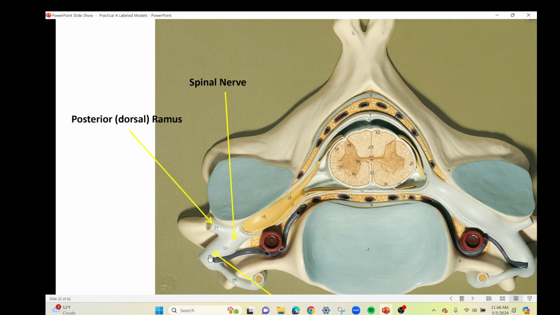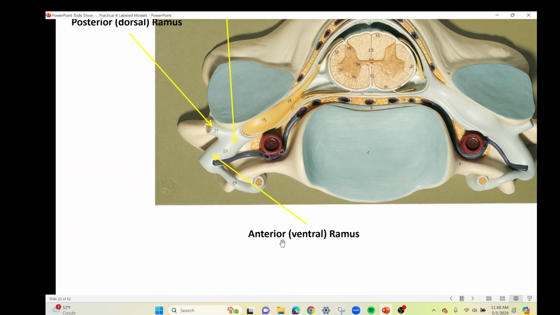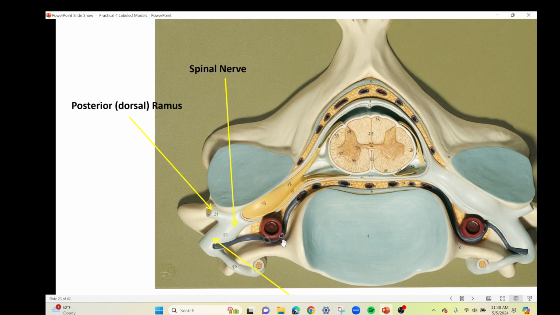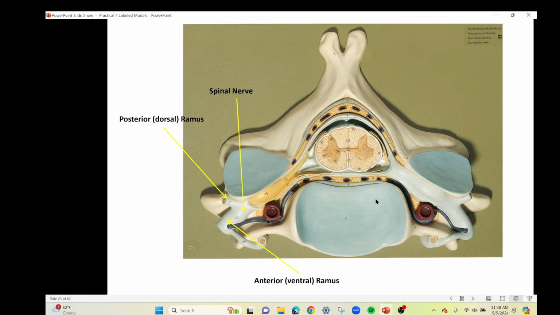Then the little bit larger one here is going to go to the front of your body, right? The skin and the muscles on the front of your body, but also it's going to form the nerves that go down into your upper limbs and your lower limbs. So it's a little bit bigger. This one is called the anterior ramus. All right, so posterior ramus, anterior ramus. And that's pretty much everything on this spinal cord model.